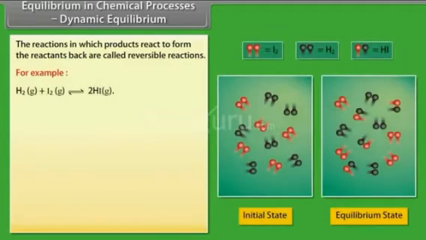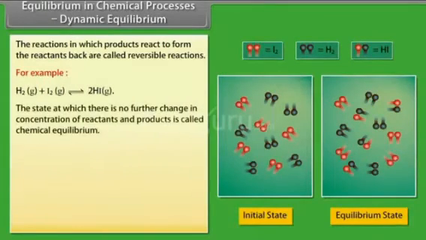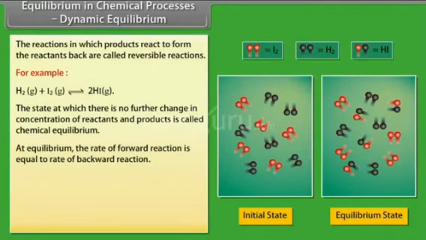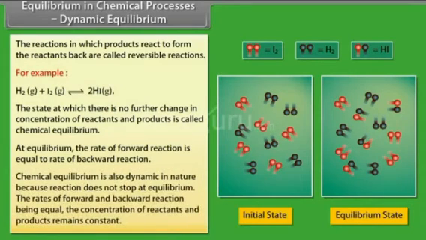For example, hydrogen reacts with iodine, giving rise to hydrogen iodide. The state at which there is no further change in concentration of reactants and product is called chemical equilibrium. At equilibrium, the rate of forward reaction is equal to the rate of backward reaction. Chemical equilibrium is also dynamic in nature because the reaction does not stop at equilibrium. The rates of forward and backward reaction being equal, the concentration of reactants and products remains constant.